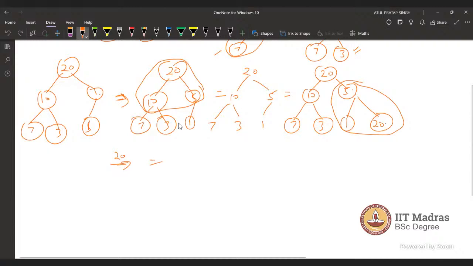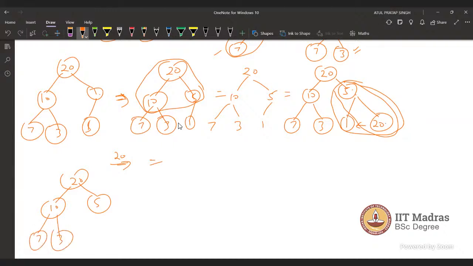So now it becomes 20, 10, 5. When we add a new element, we can just compare by only the parent node. There is no need to compare with the left or right child also. If the newly added element's value is greater than the parent, then we can directly swap. So 10, 7, 3, 1, and it becomes 20 and it becomes 5.